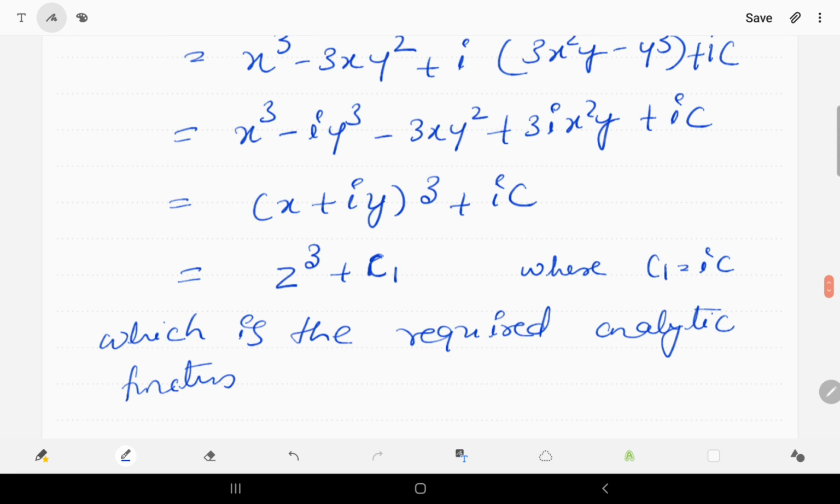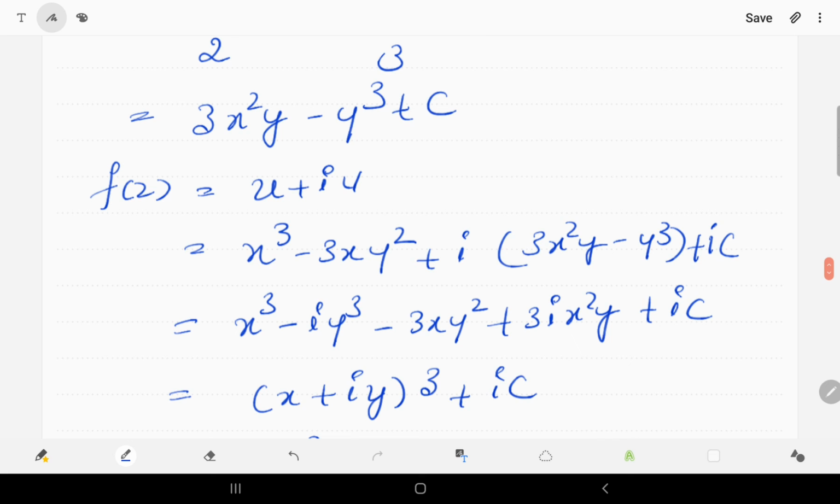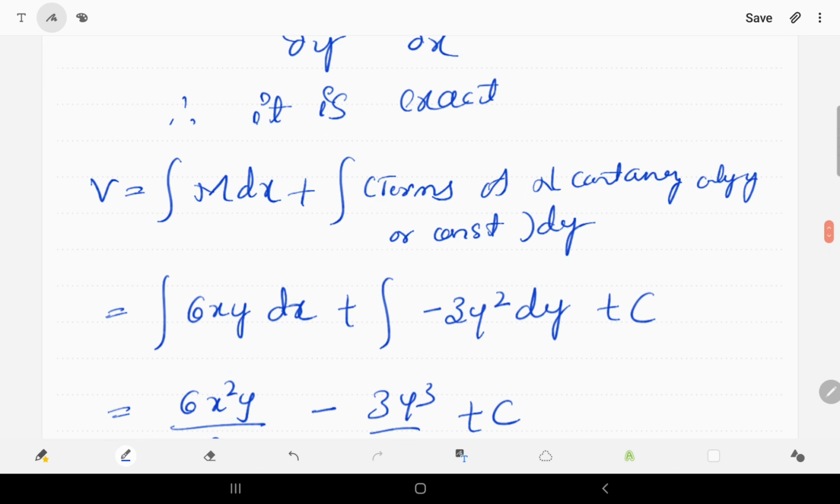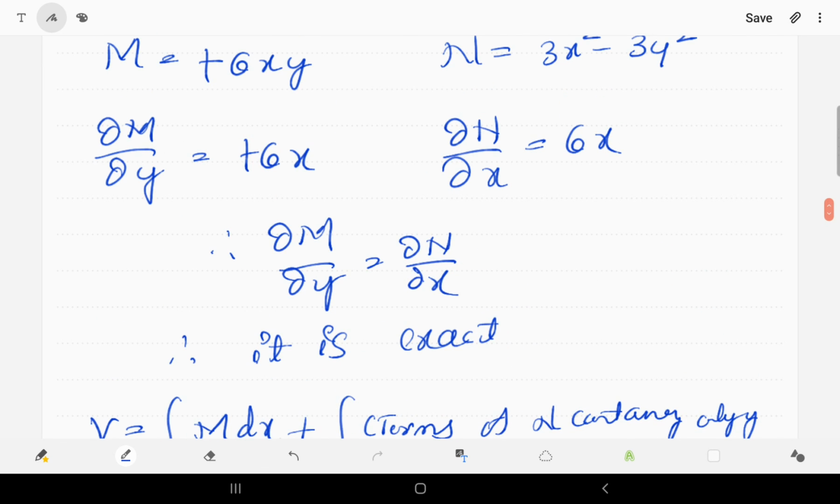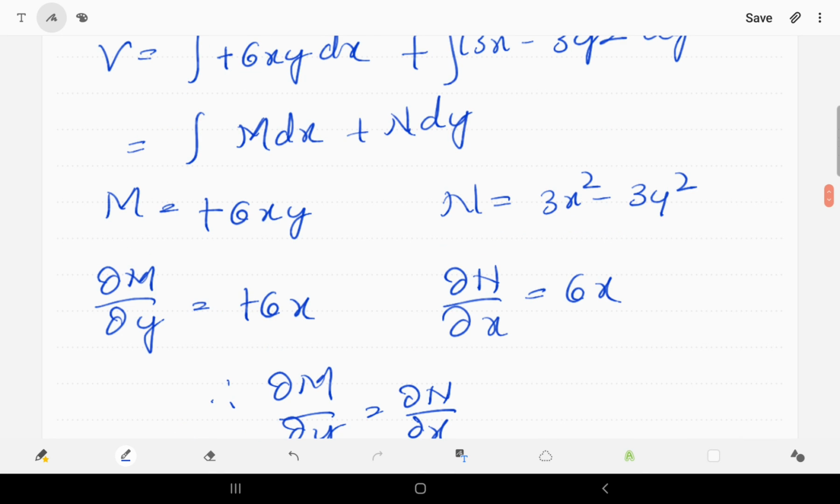So it is construction of analytic function using direct method, that is by using the concept of CR equation we can find out. Next method is Milne-Thomson method. It is in the next class.